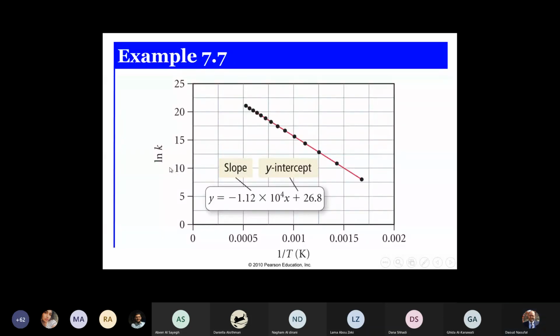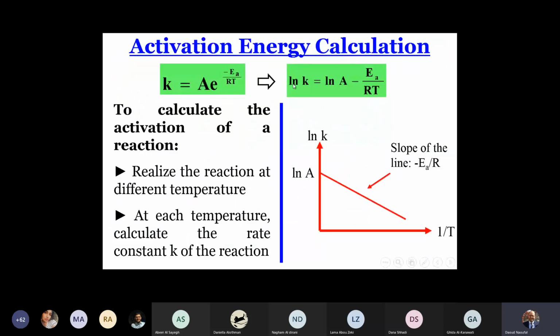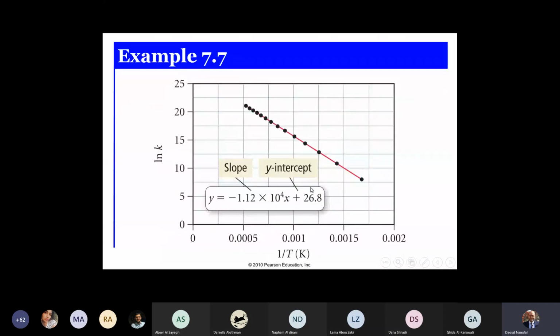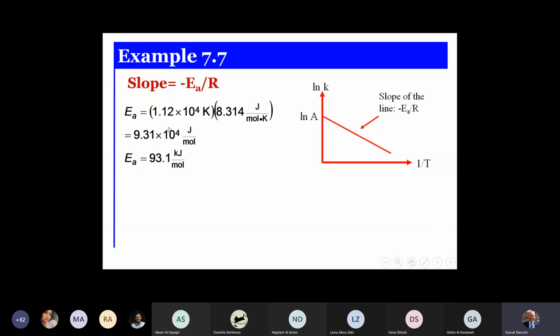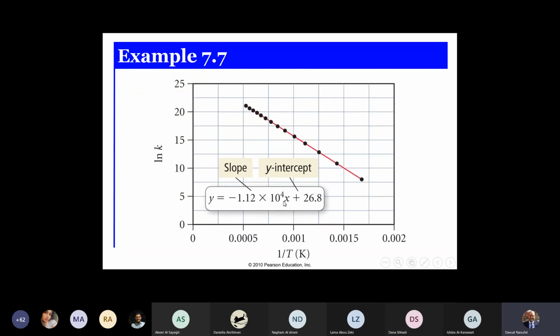What do we do? We draw ln K as a function of 1 over T, and not K as a function of T. We draw ln K from the Arrhenius equation as a function of 1 over T. So we obtain a straight line. The slope of the line is equal to minus EA divided by R. So minus EA divided by R equals minus 1.12 times 10 to the power 4.